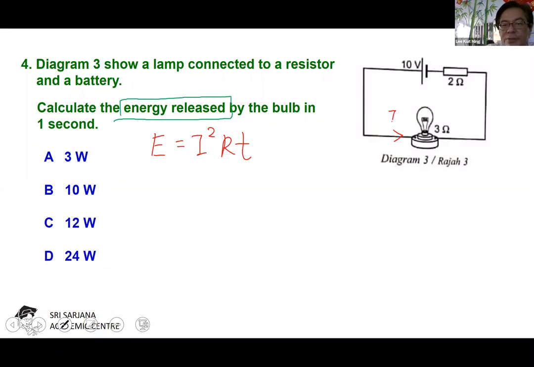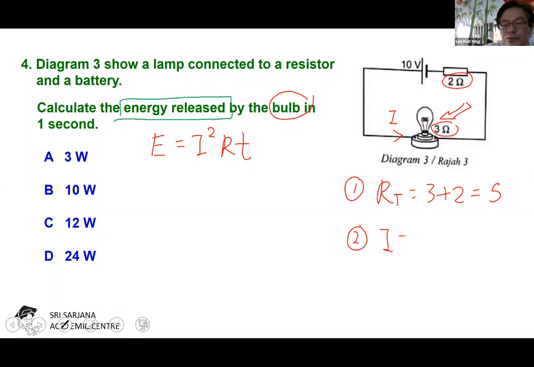They are talking about the bulb, so that's why I'm going to talk about the bulb now, which is here. First step, as usual, will be total resistance. Do you notice total resistance? It will be 3 ohm plus 2 ohm. Right? 3 plus 2 will give you a 5. What is the next step? It will be current.